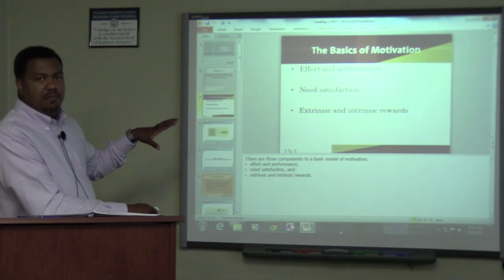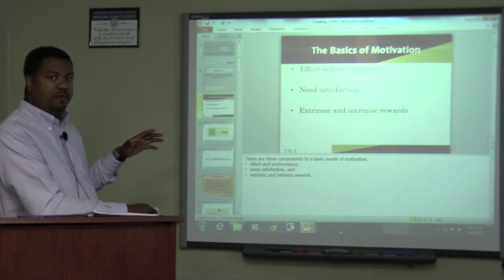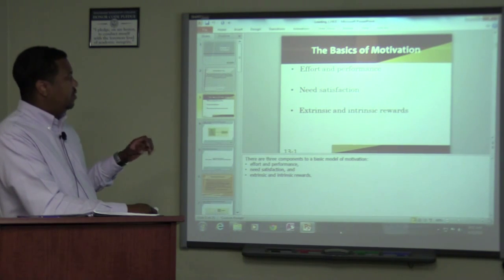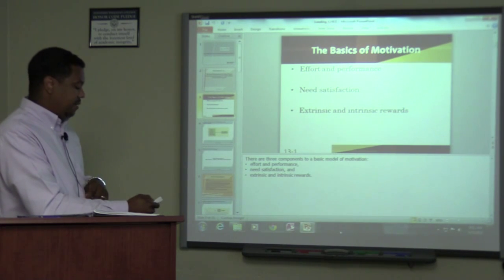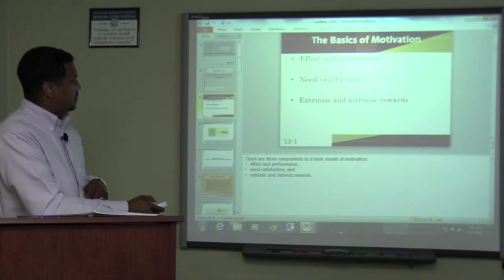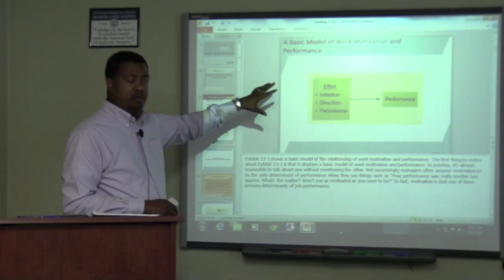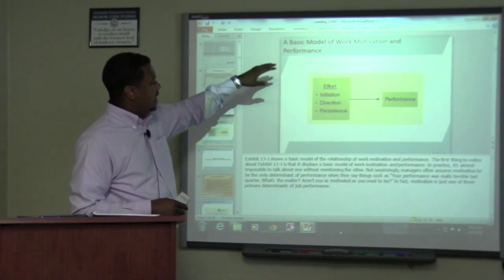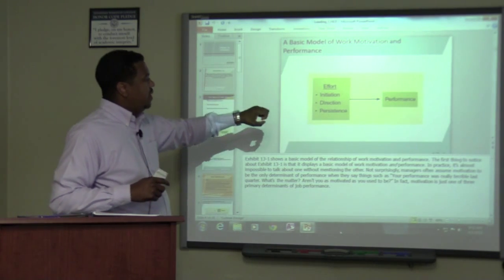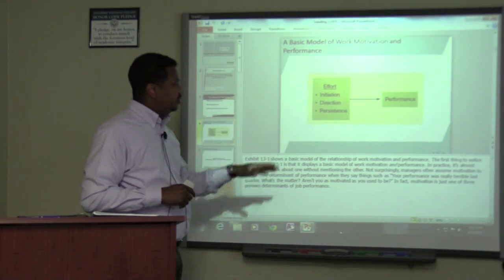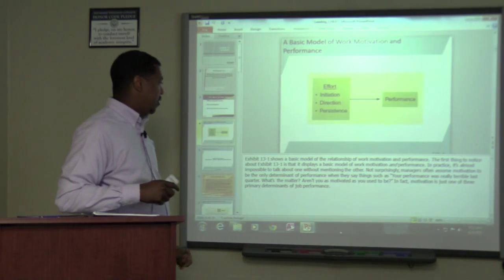So let's look at these in a little bit more detail to figure out exactly how we move forward and motivate our team members in our organization utilizing these three particular concepts. So let's look at effort and performance. According to our textbook, the basic model of effort and performance: effort is based upon initiation, direction, and persistence, where individuals use this overall process to create the performance outcomes that we set and establish within our particular organization.